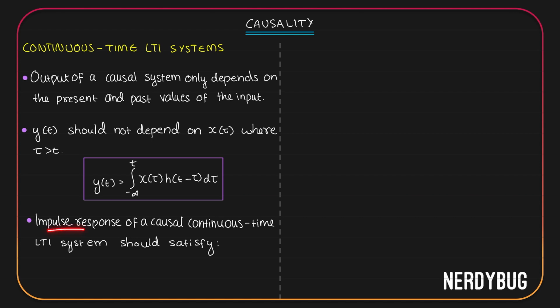Now, the impulse response of a causal continuous time LTI system will satisfy a condition. h of t will be 0 for all t that is less than 0. The output of a causal system is only supposed to appear after the input is given. To get the impulse response, we give the input at 0. So obviously, the output, which is the impulse response, should only have values when t is greater than or equal to 0.